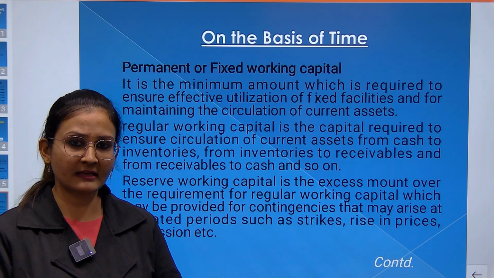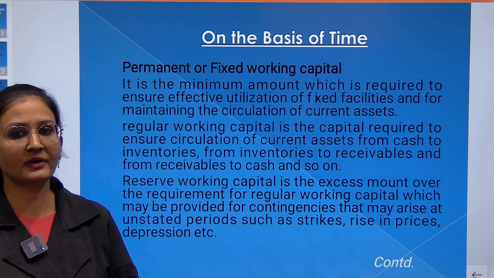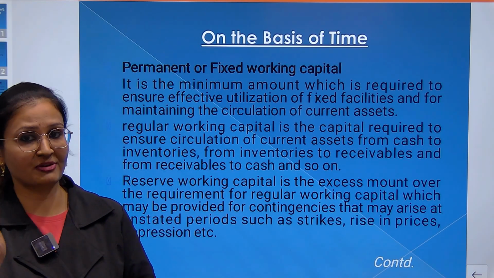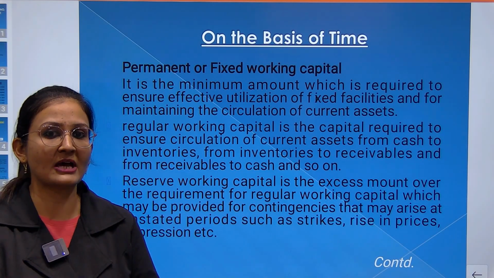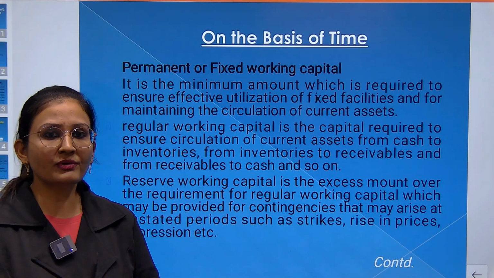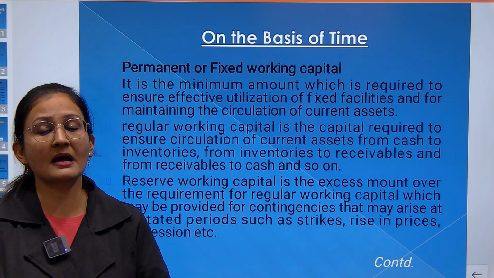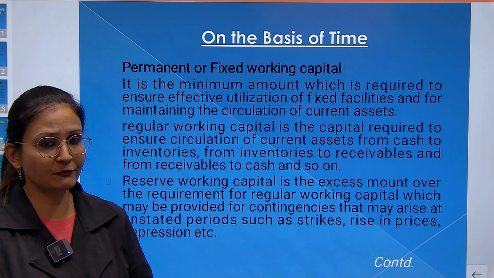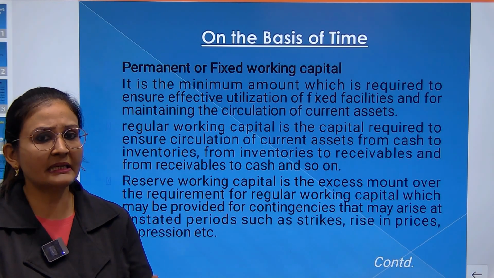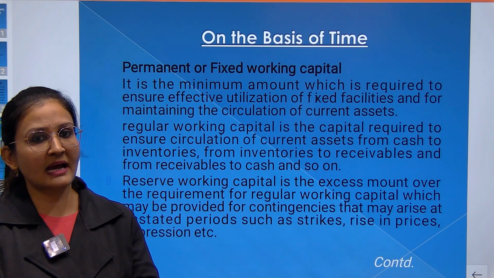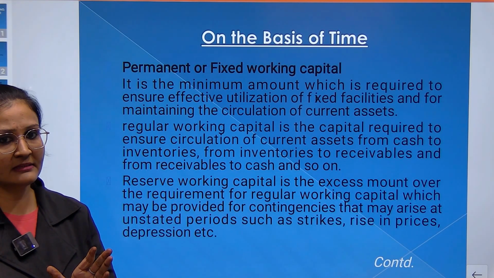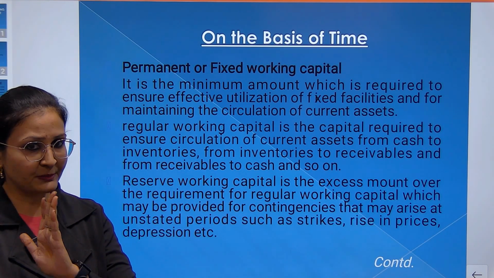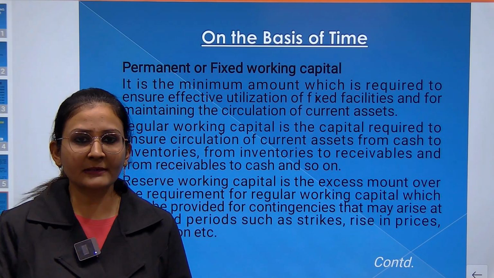Regular working capital is the capital required to ensure circulation of current assets from cash to inventories, from inventories to receivables and receivables to cash, and it continues. Reserve working capital is the excess amount over the requirement for regular working capital, which may be provided for contingencies, which means any emergencies that may arise at an unstated period, such as strike, rise in prices, depression, etc. Okay, next.